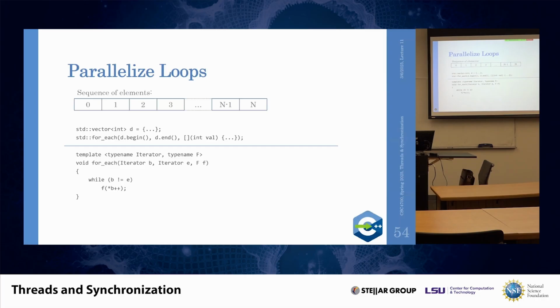So it starts with the iterator that points to the first element. When you dereference it, you get the 0, so you call f with 0. Then you increment b, which moves it to the next element, which is a 1, and you repeat that until b reaches the end of the sequence, and that's exactly what you want.